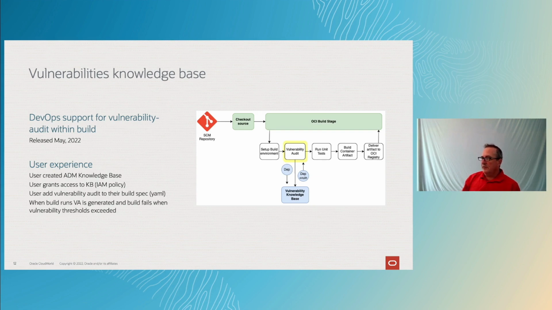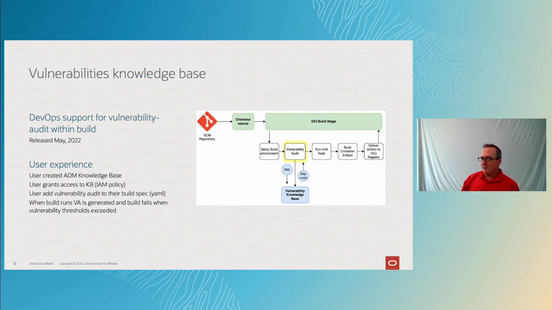So here, if we drill down into the build pipeline, over on the right, you see this is their standard flow. You tell them where the source code is, they check it out. That can be from a source code repository in OCI or an external one. And then they go through what we call a build stage, and in there's a set of steps that happen.